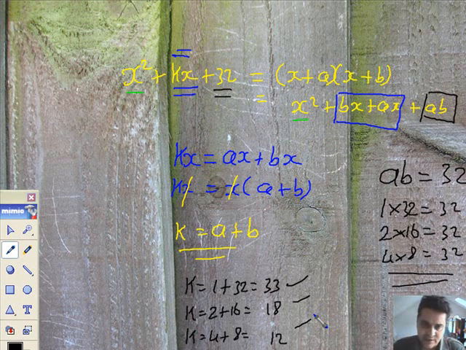Not too complicated, you just have to compare what goes with what. X squared with X squared, can't do anything with it. KX with AX plus BX, that works. And AB at the end matches the 32 at the end there. So that's how you do it, and you've done something like this before, those of you who've done the A star back in Unit 2.